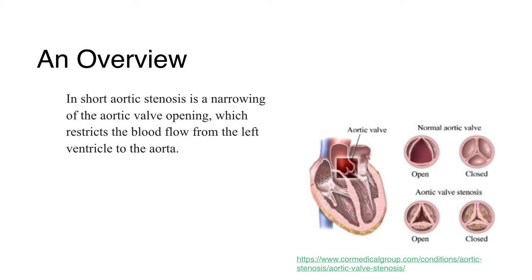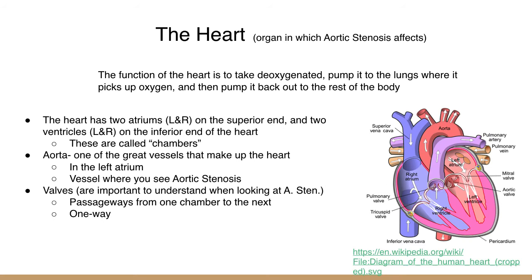In short, aortic stenosis is a narrowing of the aortic valve which restricts blood flow from the left ventricle to the aorta. On the right, you'll see a diagram of the aortic valve. The top shows a normal aortic valve, which opens all the way and closes all the way. But on the bottom, you see an aortic valve stenosis. When it opens, it does not open all the way, and when closed, it does not close all the way, which causes more pressure and, in the end, after many years, a deterioration of the valve.